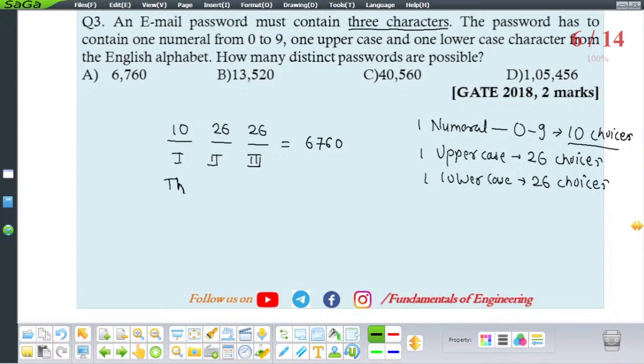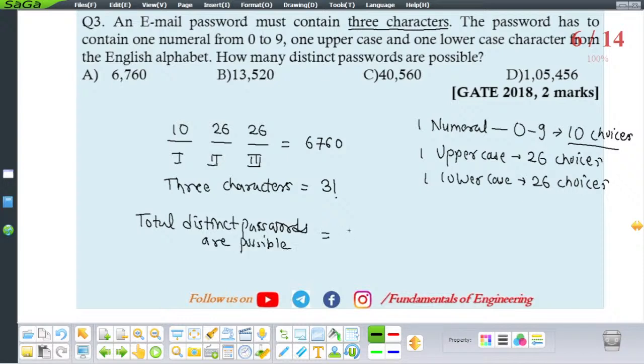Means these 3 characters I can use in 3 different ways, means 3 factorial ways. So the total distinct passwords which are possible are nothing but 6760 into 3 factorial. So 3 factorial value is 6. So we are getting 6760 into 6.